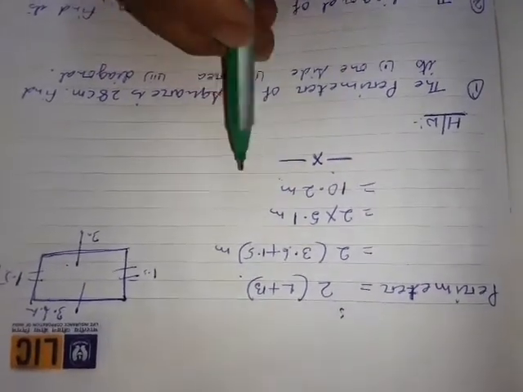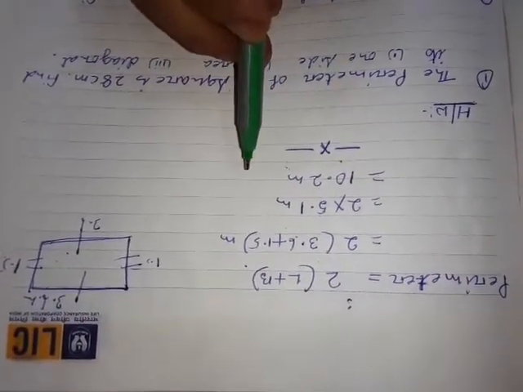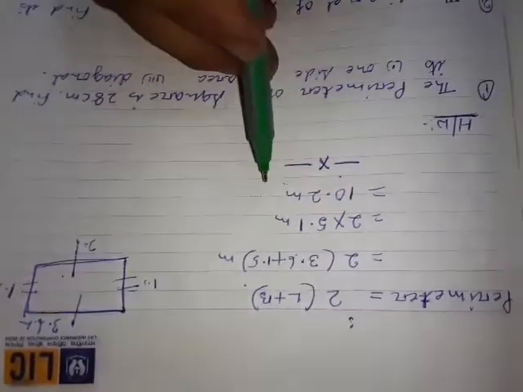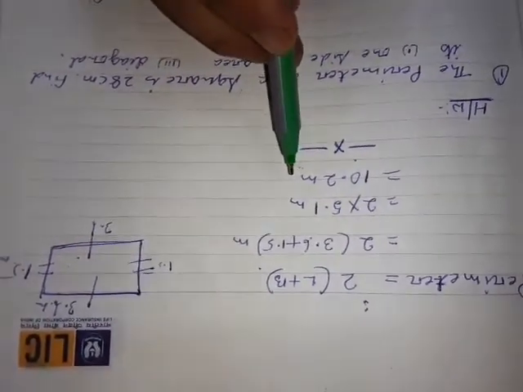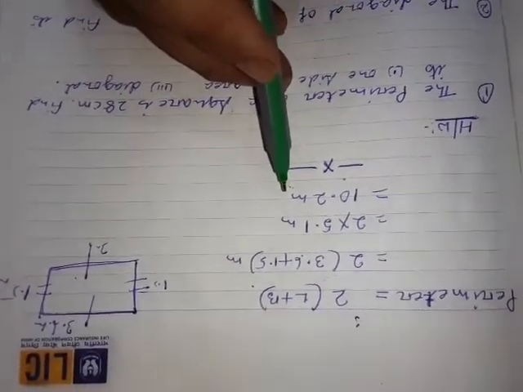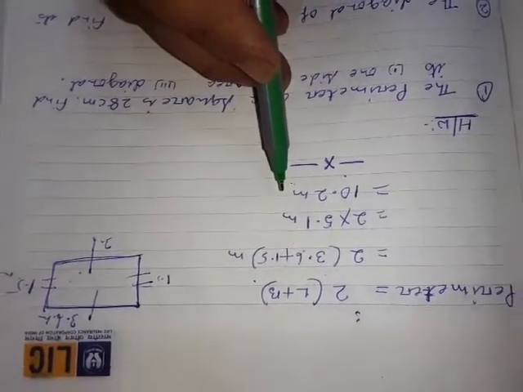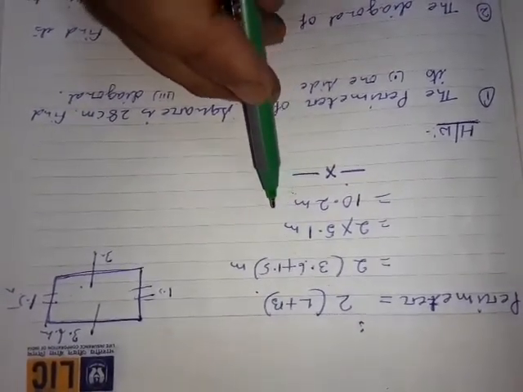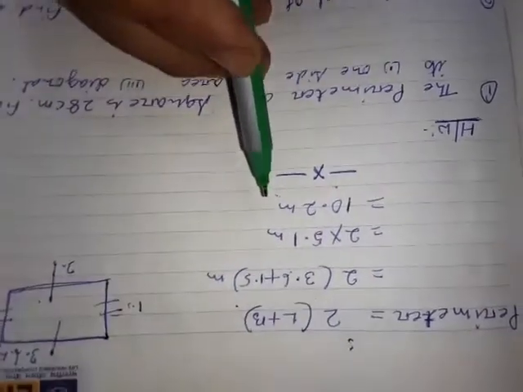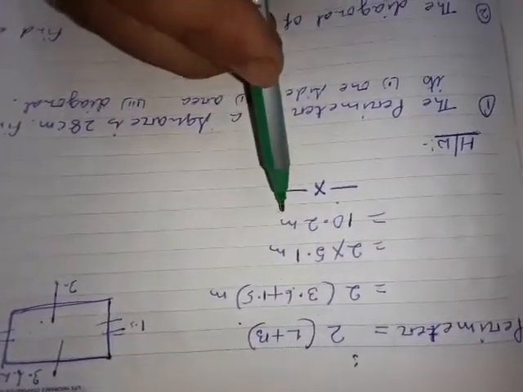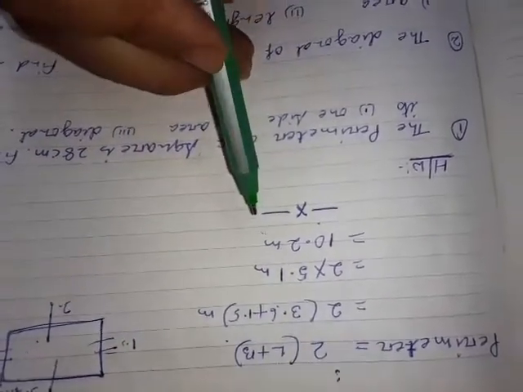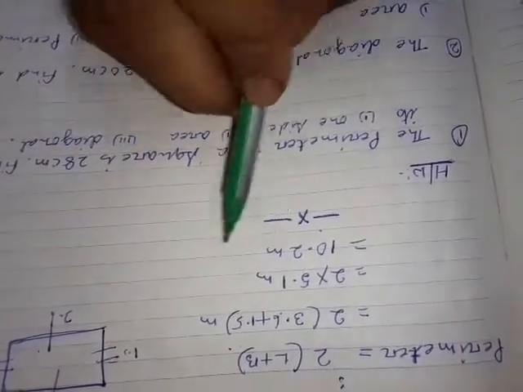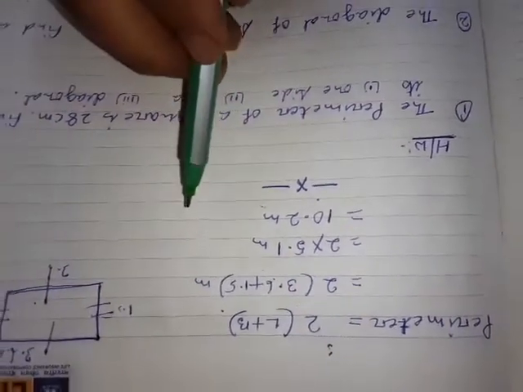So today, I told you how to find the area of a square, how to find the area of a rectangle. Then I told you how to find the perimeter of a square and how to find the perimeter of a rectangle. And at last I discussed how to find the diagonal of a square as well as a rectangle. I hope I made it very clear to you, and I hope you understood my class.